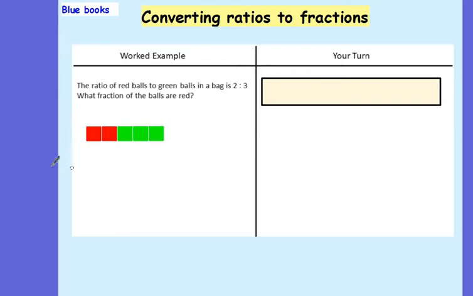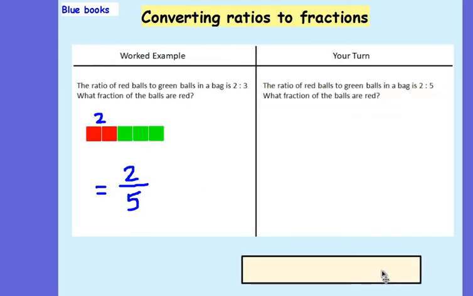Let's use the picture. The number of red balls is 2. So I agree, that's your numerator. But it's 2 out of 1, 2, 3, 4, 5 balls in total. So the fraction of red balls is going to be 2, the number of red balls, out of the total number of balls, which in this case is 5. In your dark blue books, Year 8, can you have a go at this example? Pause the video for a minute and off you go.